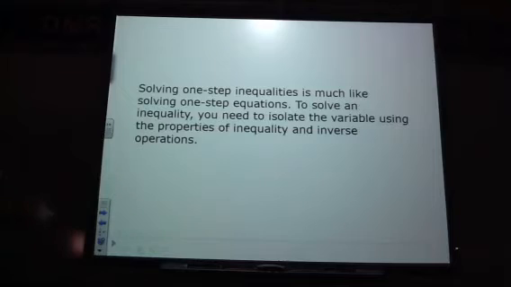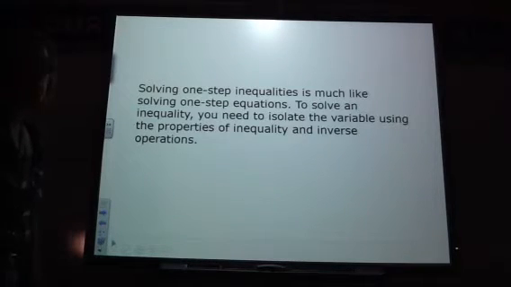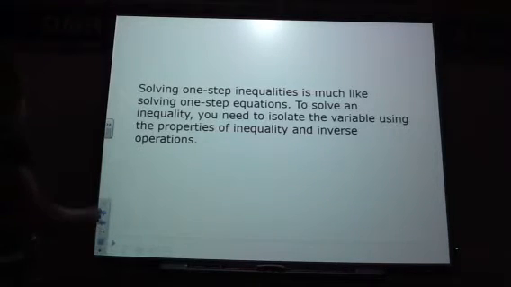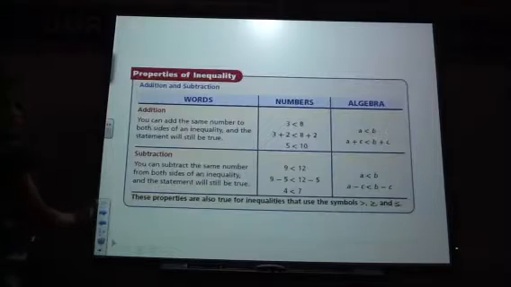Okay, solving one-step inequalities is much like solving a one-step equation. To solve an inequality, you need to isolate the variable using the properties of inequality and inverse operations.